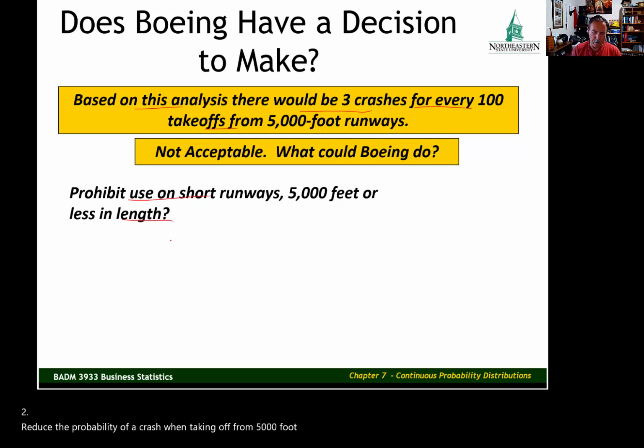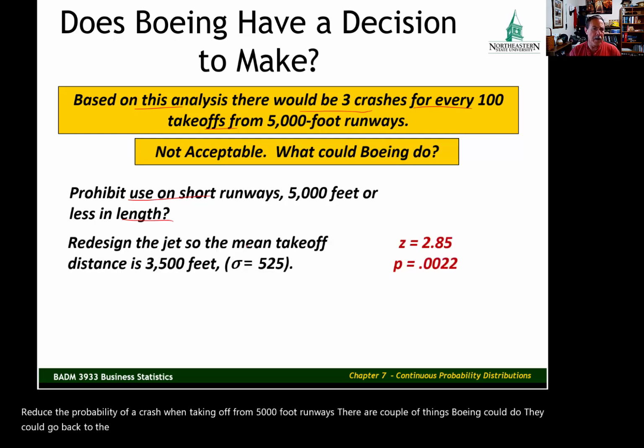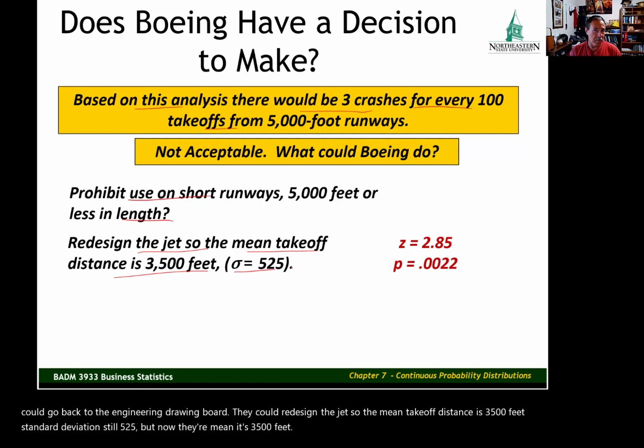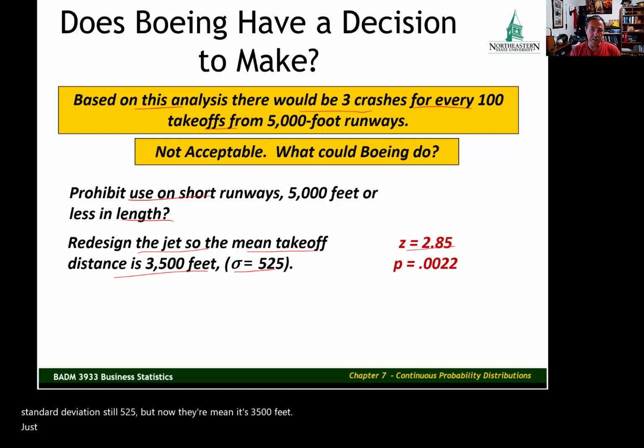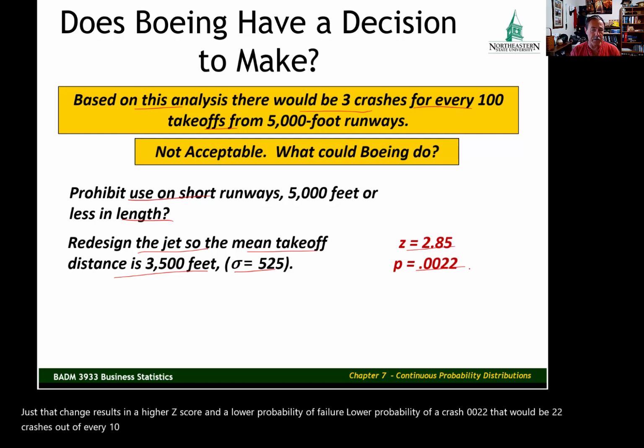There are a couple of things Boeing could do. They could go back to the engineering drawing board. They could redesign the jet so the mean takeoff distance is 3,500 feet. The standard deviation is still 525, but now their mean is 3,500 feet. Just that change results in a higher z-score and a lower probability of failure, a lower probability of a crash, 0.0022. That would be 22 crashes out of every 10,000 takeoffs involving 5,000-foot runways. Much, much better. But that's not the only possibility.